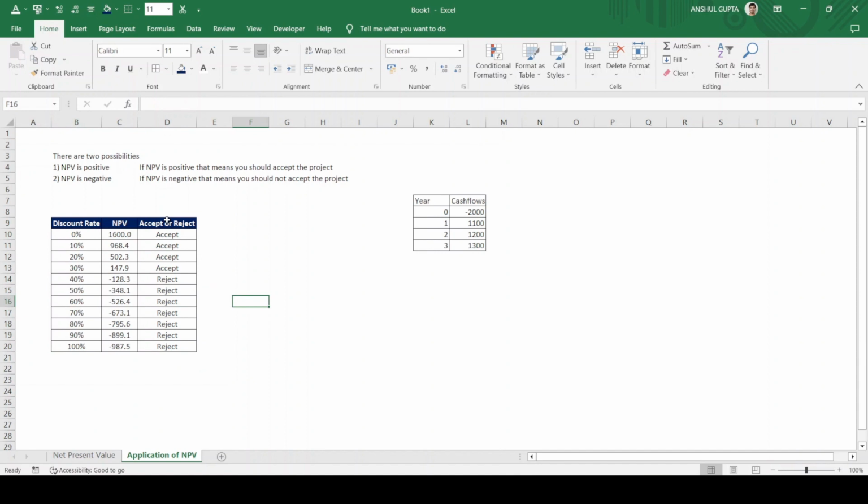Yeah. So using the net present value formula, we can basically ascertain whether we should accept the project or not. And we have already explained to you how to calculate the net present value and in what cases we should accept the project and in what cases we should reject the project. So this is the overall idea about the net present value.